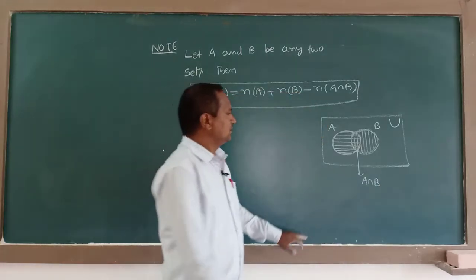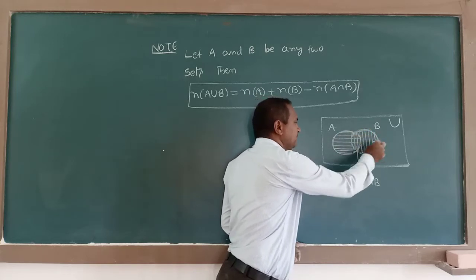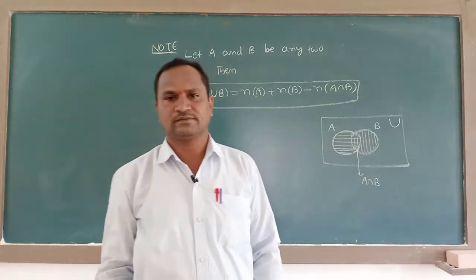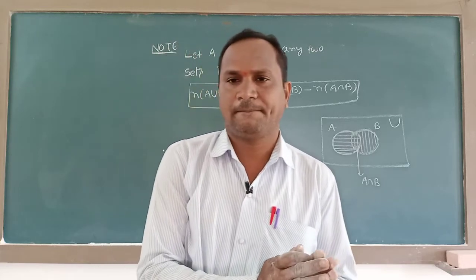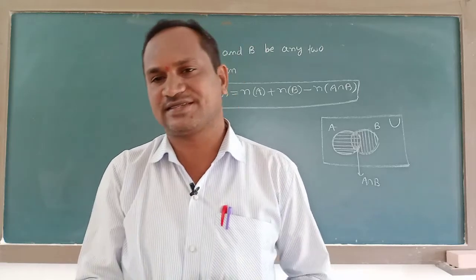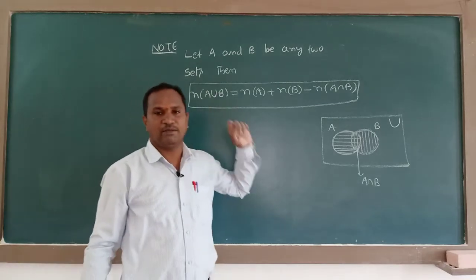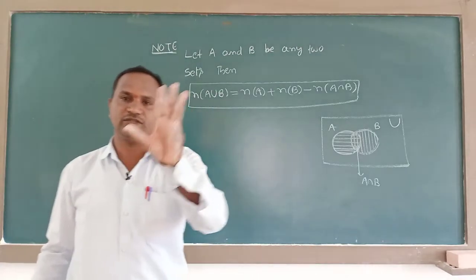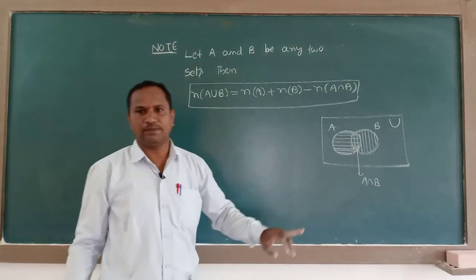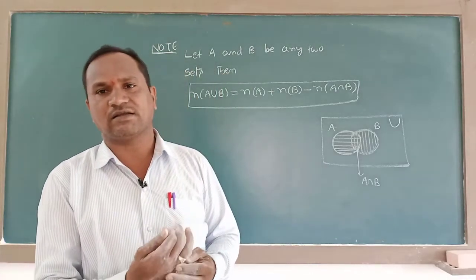That's why the total number of elements of set A plus the total number of elements of set B minus the total number of elements of A intersection B, that is, the number of common elements, gives n of A union B, the number of elements in the set A union B. That is, n of A union B is equal to n of A plus n of B minus n of A intersection B. So many formulas are there on cardinal number.